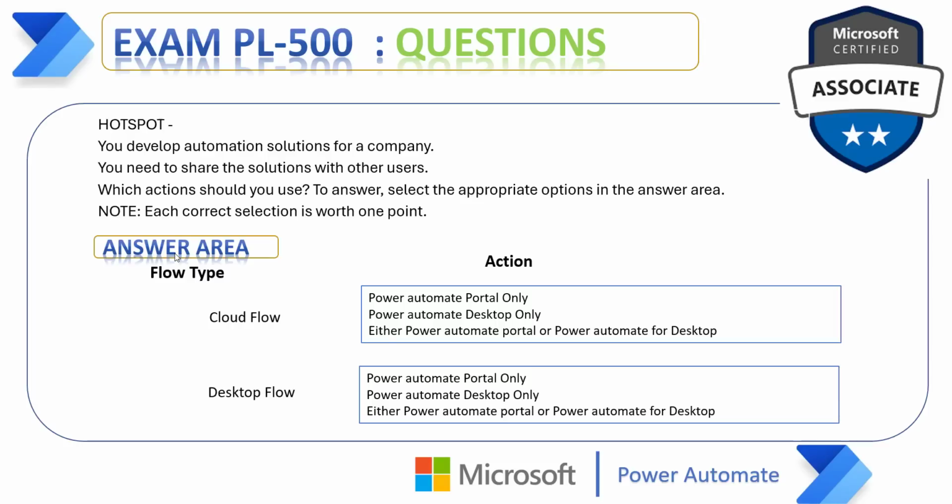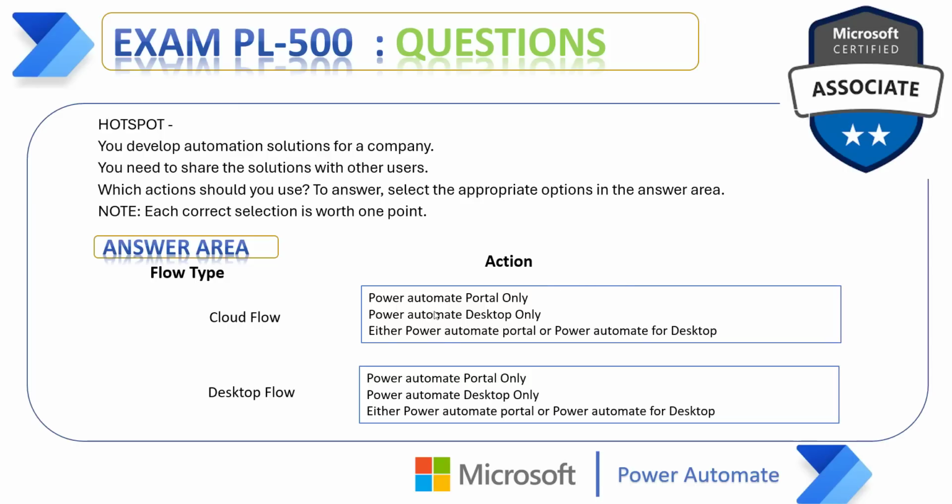If you look at the answer area, I have two flow types. One is cloud flow, another one is desktop flow. If you look at the actions, there are three actions available. How to share this cloud flow and how to share these desktop flows. There are three actions given, and we have to choose the correct action.